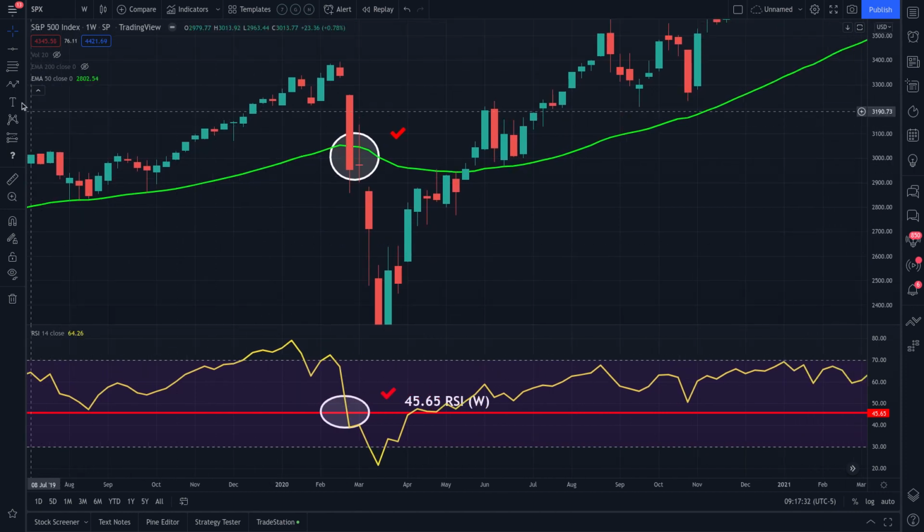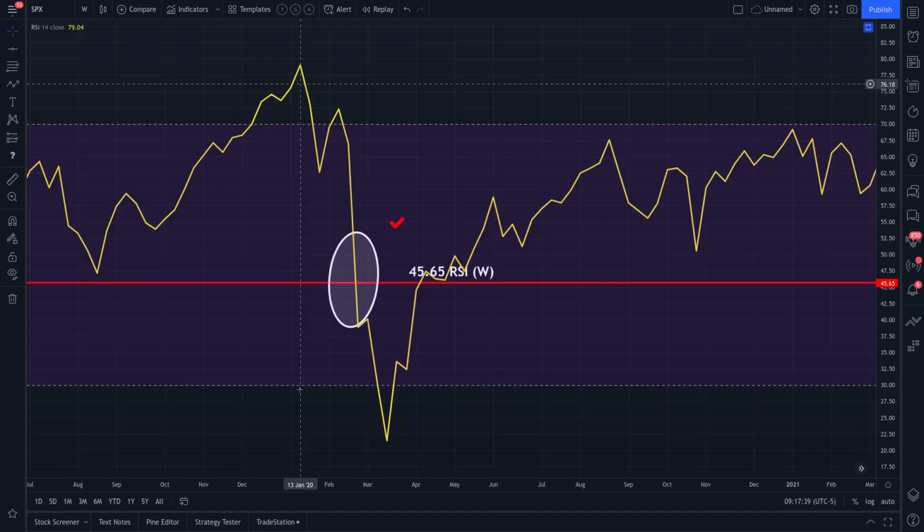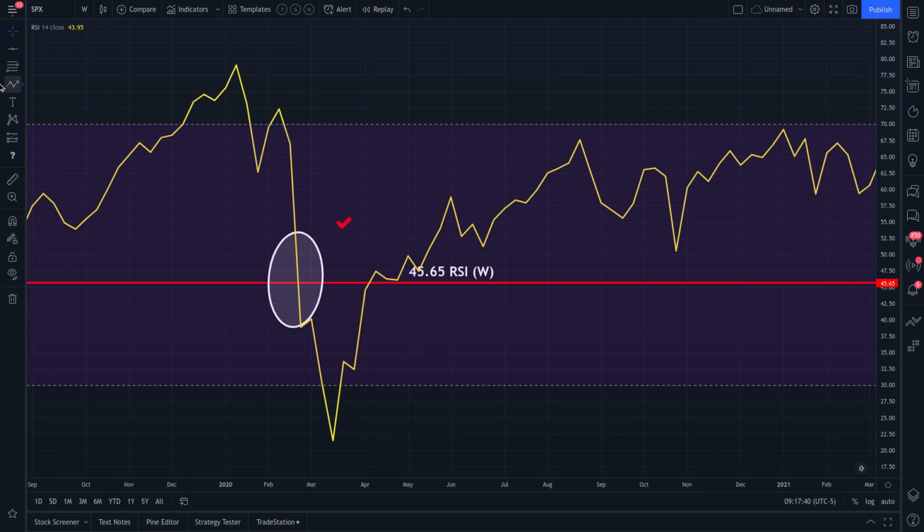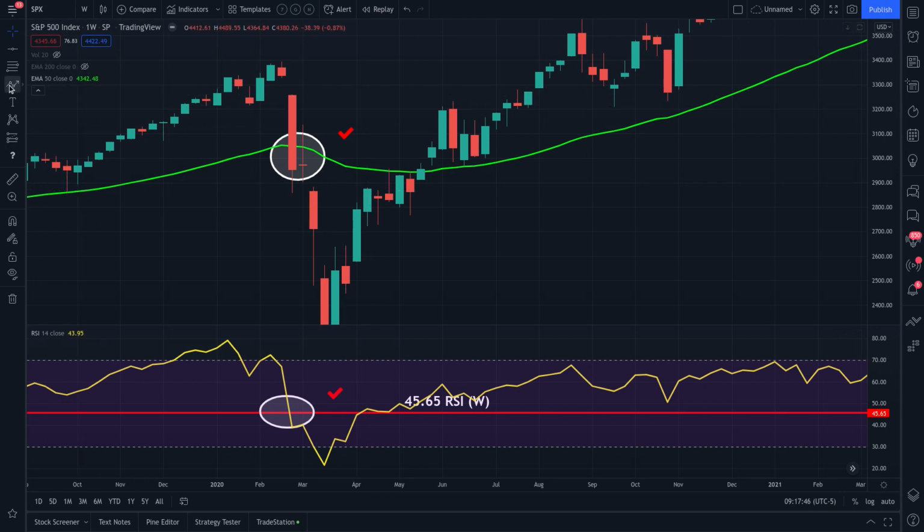All right, so once you get a weekly close below that green line, the next thing that you want to verify is that there's an RSI close below 45.65 on the weekly RSI. So those are the two red check marks that you'll need in order for this market to move lower.